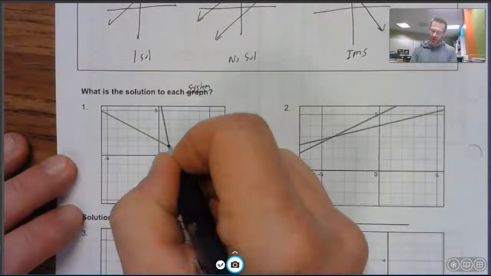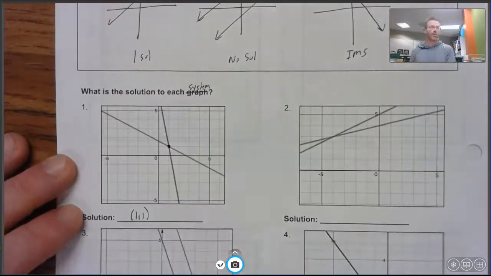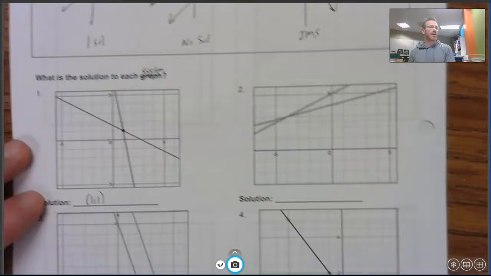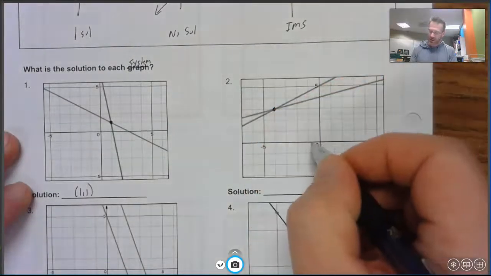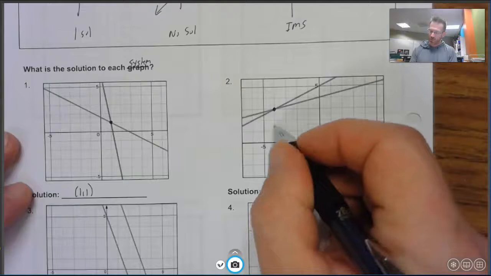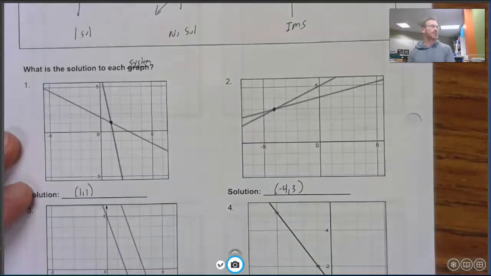So if I look right here, here's where they intersect, and that is the solution. So (1, 1). All right, looking at number 2 here, where do those two lines intersect? They intersect right here, and that is at 1, 2, 3, negative 4, 1, 2, 3, positive 3. So (-4, 3) is that solution.